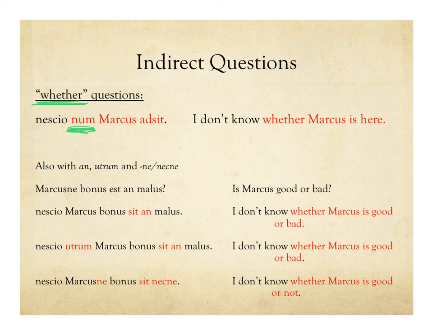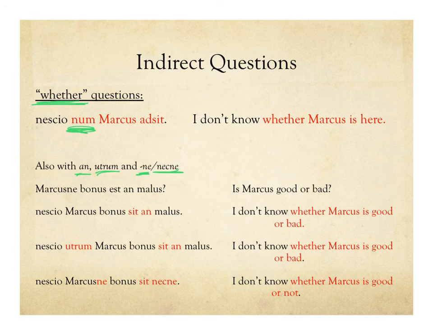We can also introduce it with an or utrum, or that -ne that we put onto a question just to indicate that it's a yes-no question. And those yes-no questions, right, in a regular direct question, we would have annon or not. Here we have this word necne. And so I'm going to show you a couple of examples of other ways we can do whether questions. So if I asked a direct question, Marcus ne bonus est an malus. Is Marcus good or bad? Bonus an malus. Whether he is good or bad.